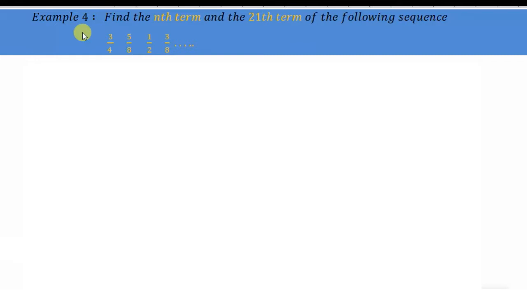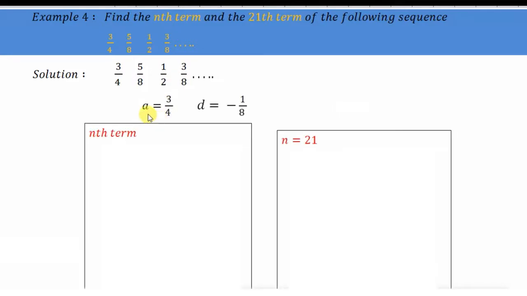Now let us solve a fractional sequence. Find the nth term and 21st term of the following sequence. And now here the sequence is in fractions: 3 by 4, 5 by 8, 1 by 2, 3 by 8. So to find the nth term, what do we need? We need a and we need d. So what is a? A is the first term, that is 3 by 4, and d is what?